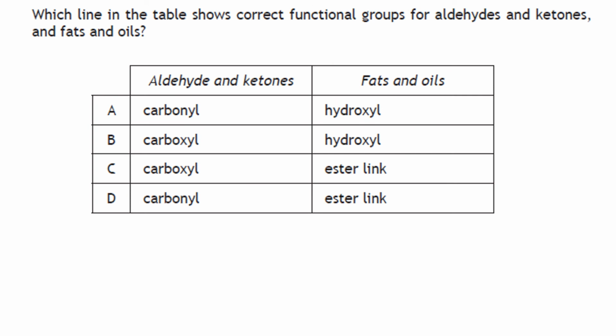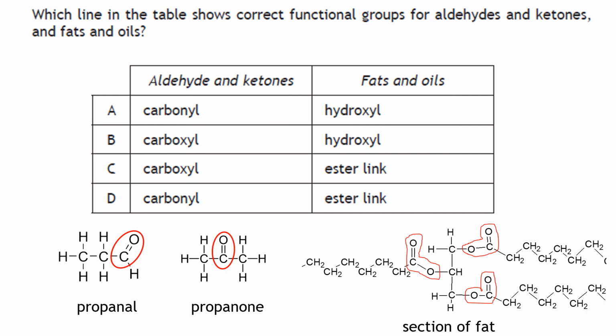Okay, here's another one testing that you know which functional groups are present in aldehydes and ketones and fats and oils. So pause it and have a go. Okay, well, aldehydes and ketones, I've shown propanal and propanone as an example, have a carbonyl group. So it's either going to be A or D. If you look at a section of a fat, you'll always notice there are 3 ester links attached to a glycerol. So we've got the ester link as the answer for fats and oils. So our correct answer for this is D.